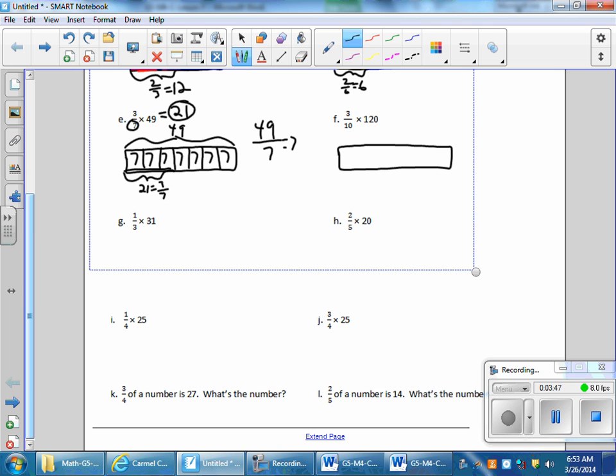3/10 of 120, broken into 10 parts. 120 divided by 10 pieces is 12. 12, 12, dot, dot, dot, 12. Each piece has 12 in it. 10 times 12 is 120. If I took 3/10 of that, 3/10 is 3 times 12, which is 36. 3/10 of 120 is 36.